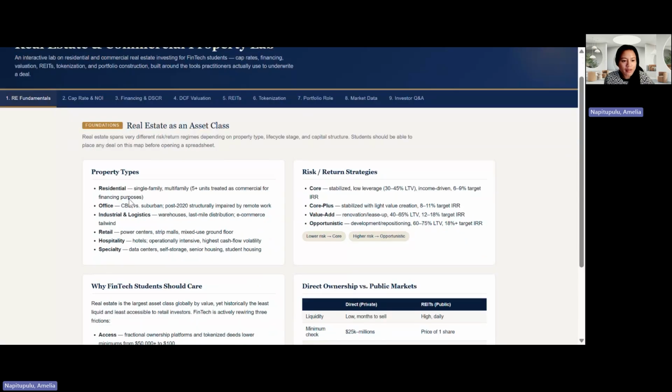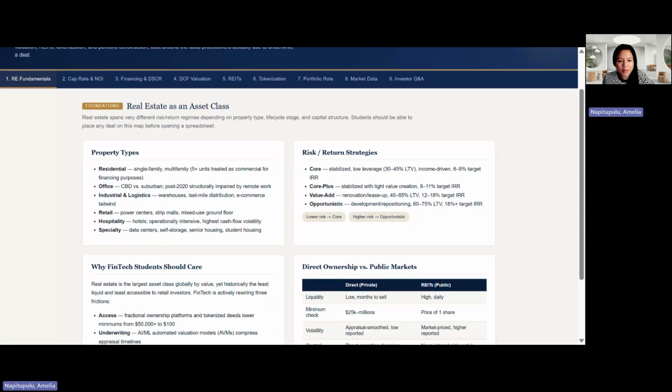So here are the different property types. Most of them you already know. Maybe the most notable one is the specialty type right here, which includes data centers, self-storage, senior housing, and student housing. Each of these types behave a little bit differently because a warehouse and a hotel, although they're both real estate, they do have completely different risk profiles. So you'll read right here that the risk spectrum ranges from core deals to opportunistic deals.